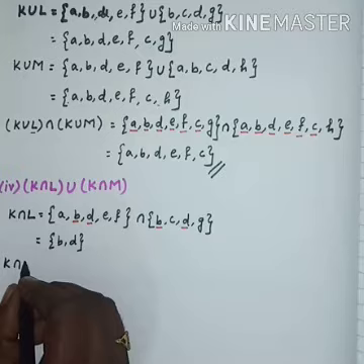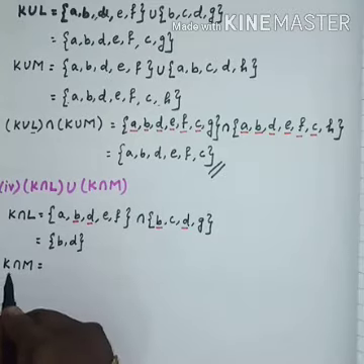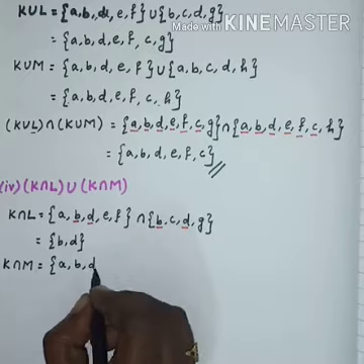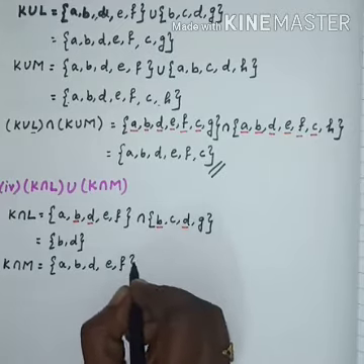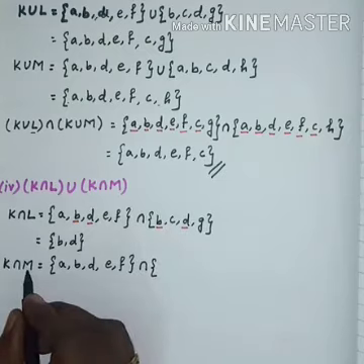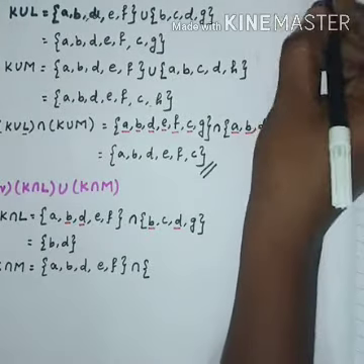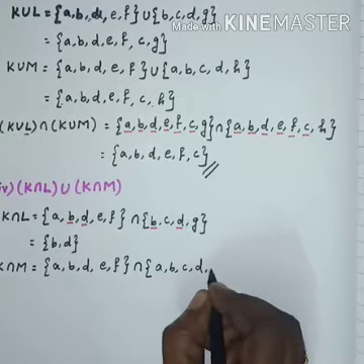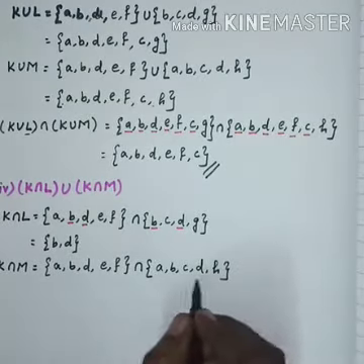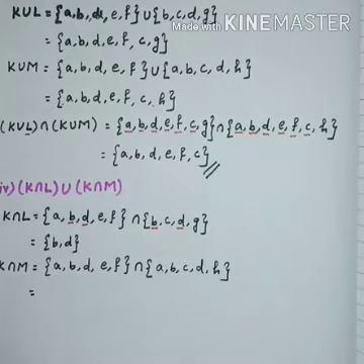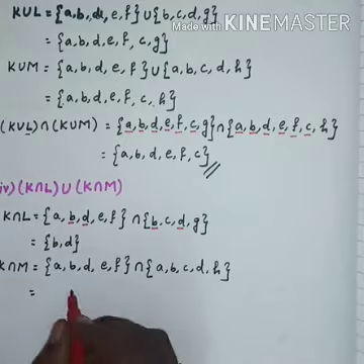So K intersection M is equal to, what are the elements of K? The elements of K are A, B, D, E, F, and then put the intersection symbol once again. What are the elements of M given in the sum? Which is nothing but A, B, C, D, H. These are the elements of M. So again we have the intersection symbol here in between the sets. So we have to find the common elements in both the sets.